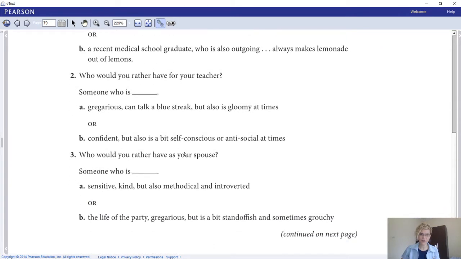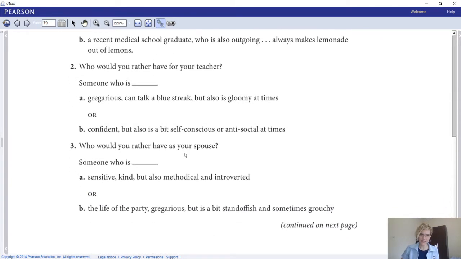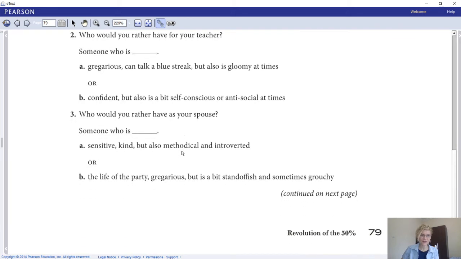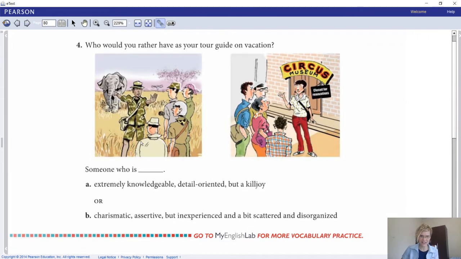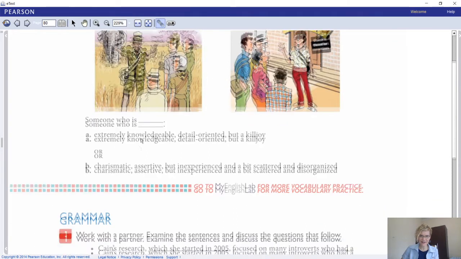Here we have number two. Who would you rather have for your teacher? Gregarious, can talk a blue streak, but also is gloomy at times, or confident, but also is a bit self-conscious or antisocial at times. Oh, these are hard picks. Or three, who would you rather have as a spouse? That means as a partner. Or who would you rather have as your tour guide on vacation? Oh, these are not easy.